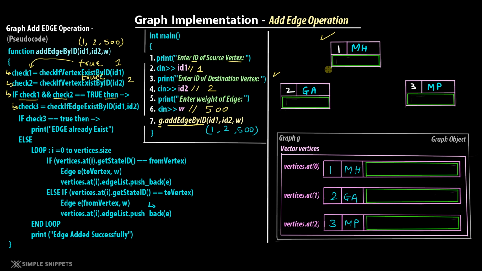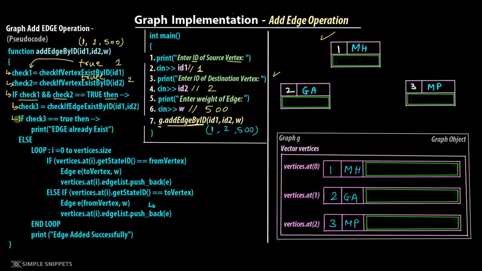So we can't add an edge where the edge already exists, right? We are assuming that in our program we can add only one edge between two vertices, and that edge also has to be undirected. Undirected means if you add an edge between Maharashtra and Goa, it would also mean that there is an edge between Goa and Maharashtra. So it works both ways, and that is what an undirected graph is, right?